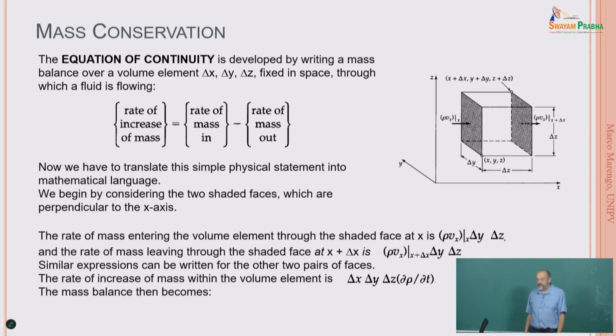And the increase of the mass inside is linked to the variation of the density inside the volume. The volume is fixed in this case: dx dy dz. So we are going to have dx dy dz ∂ρ/∂t. Notice that we are now starting with the partial derivatives, and we are going to have partial derivatives everywhere until noon. Okay, so it will be like that.